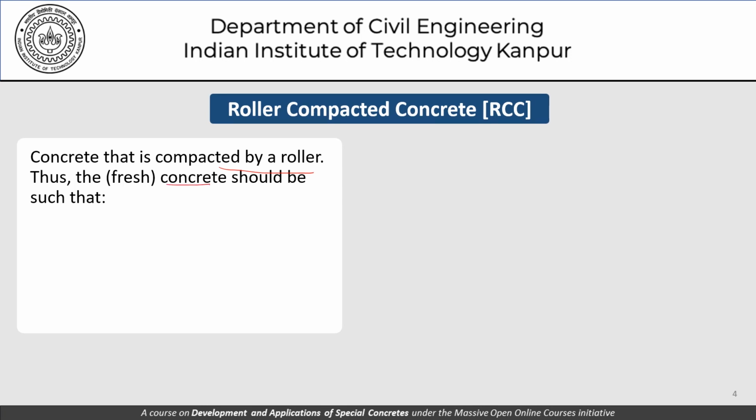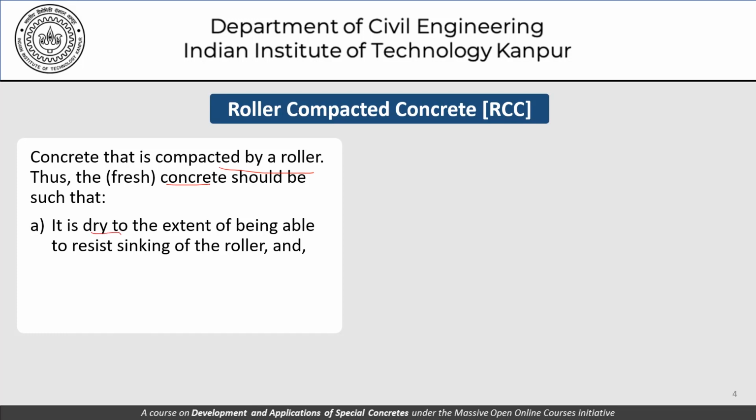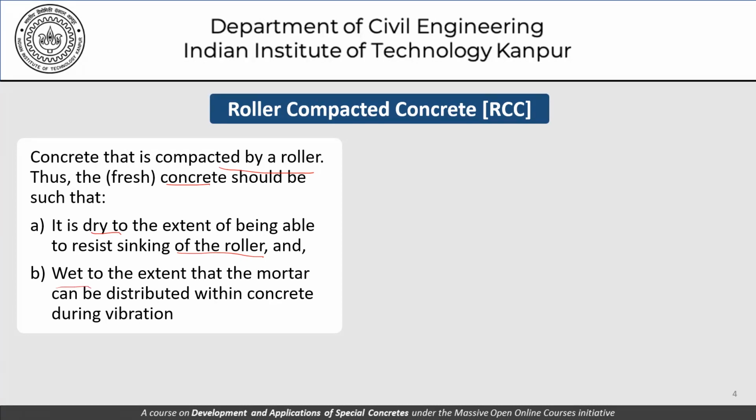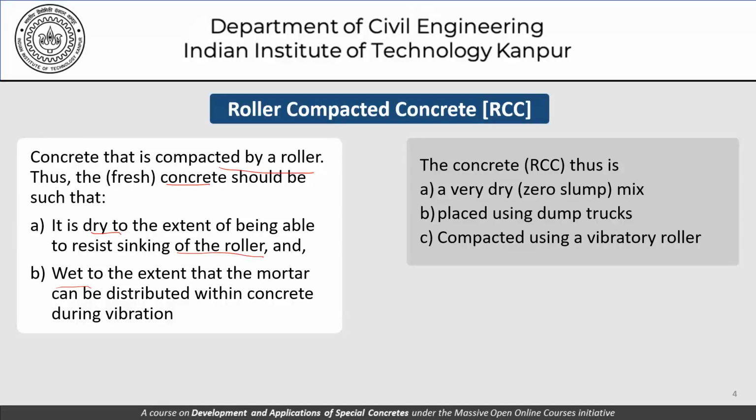And this concrete that is to be compacted by a roller should in the fresh state be such that it is dry to the extent of being able to resist the sinking of the roller, and wet to the extent that the mortar can be distributed within the concrete during vibration. That's something which I tried to explain to you schematically in the previous slide. Now concrete which is roller compacted concrete, RCC as we call it here, is thus a very dry, zero slump mix placed using dump trucks most of the time and compacted using a vibratory roller.